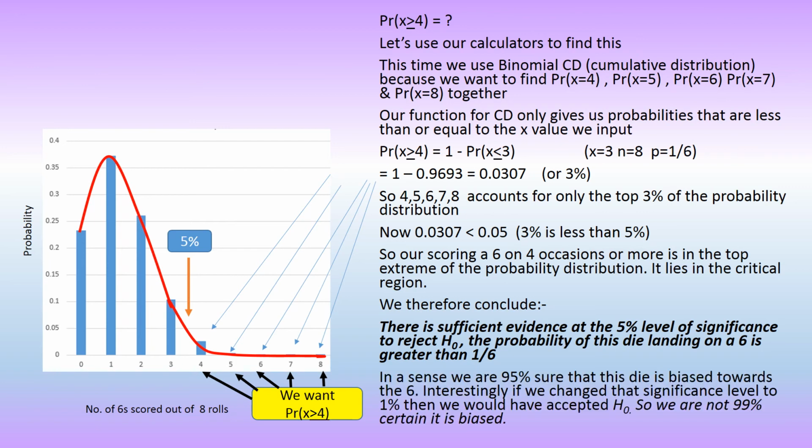So in a sense, we are 95% sure that this die is biased towards the 6. Now interestingly, if we change that significance level to 1%, then we would have accepted the null hypothesis. So actually we're not 99% certain that it is biased.